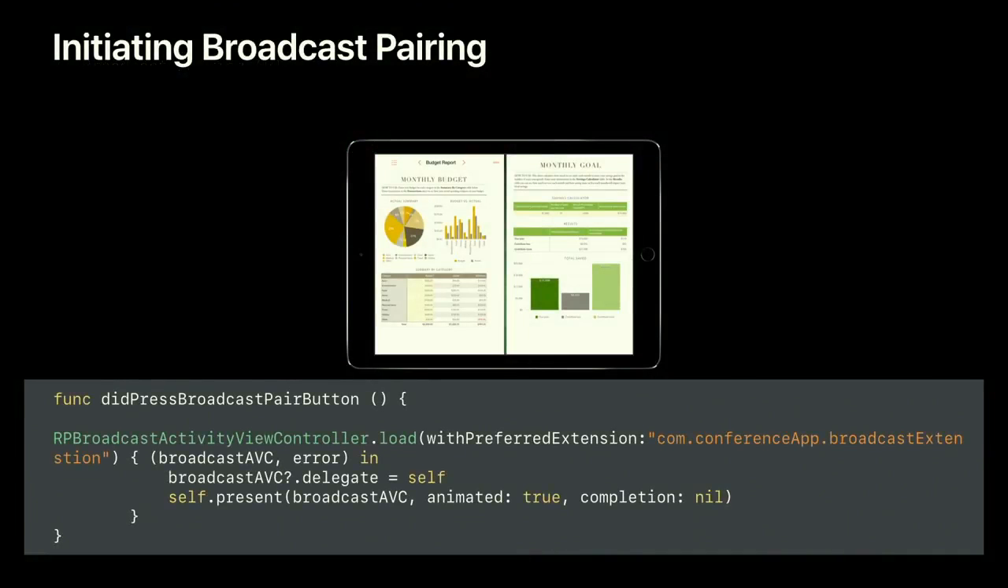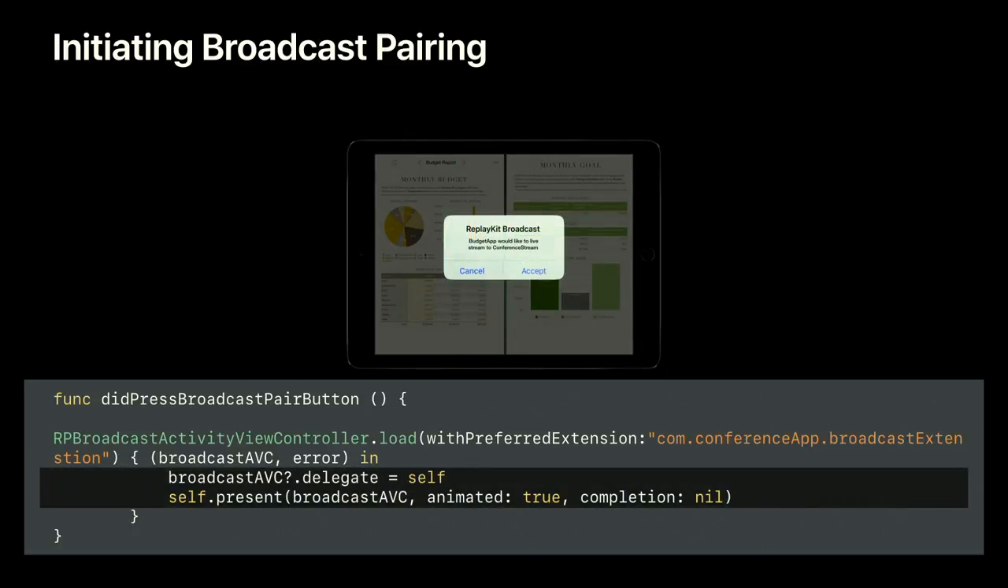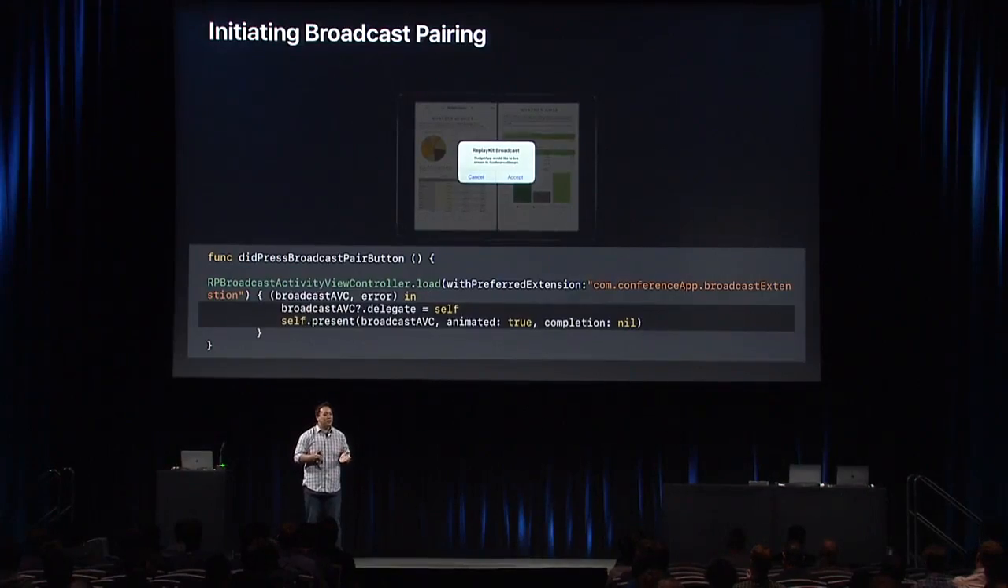Here, I have a method called didPressBroadcastPairButton. Inside of it, I'm simply going to call loadWithPreferredExtension on the class RPBroadcastActivityViewController. We'll get back an instance of RPBroadcastActivityViewController that, when we present it, the user will be presented with an alert that indicates to them my application's intent to use a particular broadcasting service. Once the user accepts, ReplayKit will handle the rest, and we'll start the broadcasting extension that's been paired.